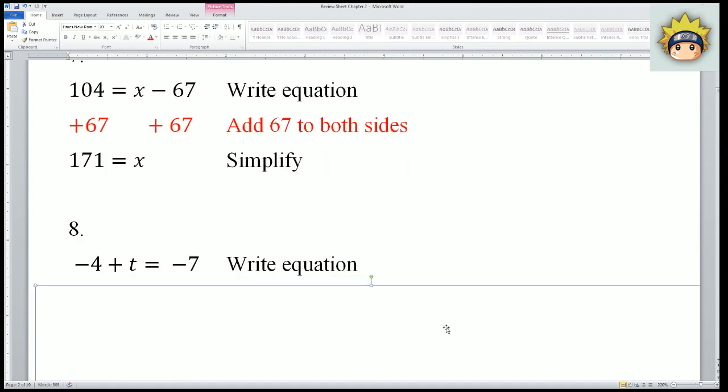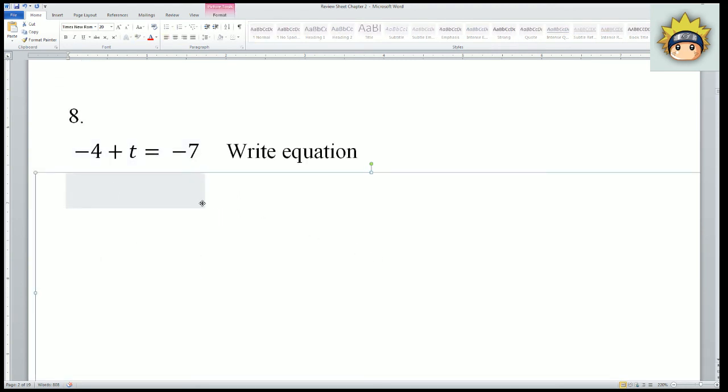8. Negative 4 plus t equals negative 7, okay? We notice that t is here, and there is the negative 4 attached to it. We have to use the inverse operation once again. So my first step is to always rewrite the equation. After that, I add 4 to both sides, because again, I'm trying to get t alone.